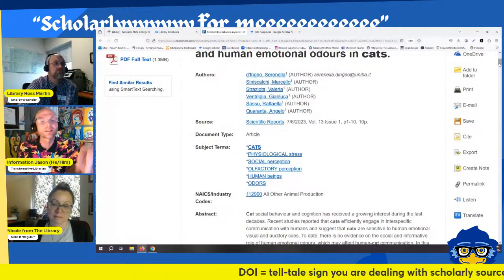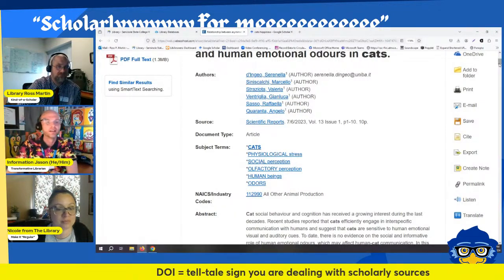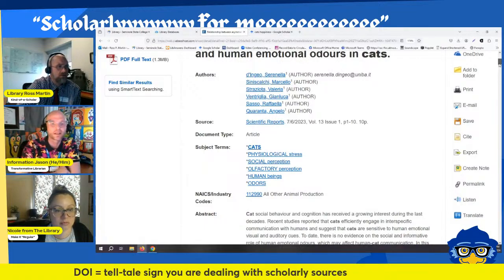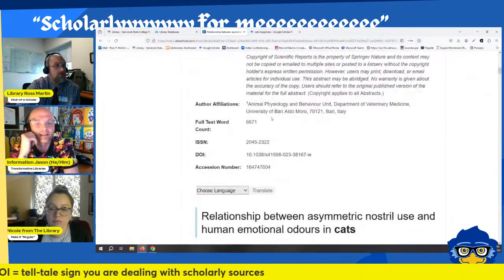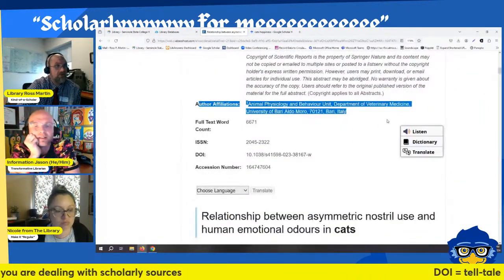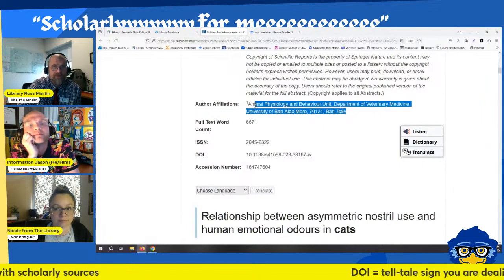So 1, 2, 3, 4, 5, 6, there's 5,000 authors there. My math isn't so good, but that's more than one. Anyway, so keep going. That's a clear indicator that it's going to be a reliable, credible source. And you can even see those affiliations.